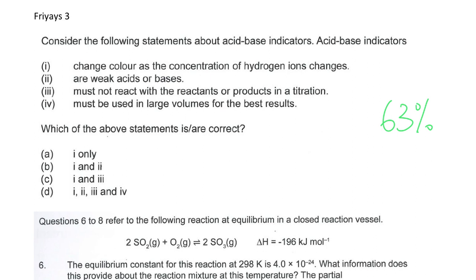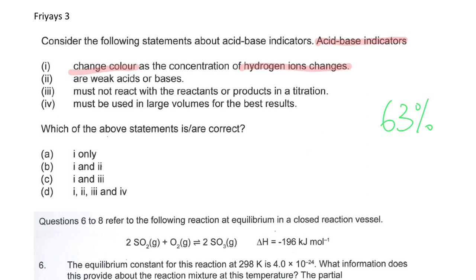Okay, so this one here was answered only 63%, which was actually the lowest out of all of the questions, so this is the one that we need to make sure that we know a bit about. Okay, so acid-base indicators, what do we know about acid-base indicators? Okay, so they do change color as the concentration of hydrogen ion changes. That's why 1 was in all of them, so that's not really very helpful, right? But then let's have a look at all the others.